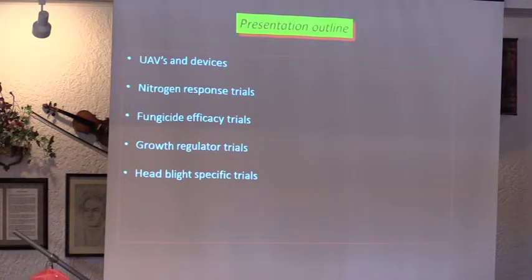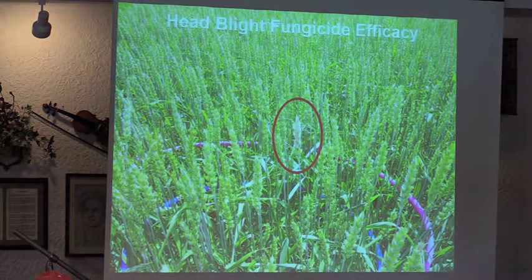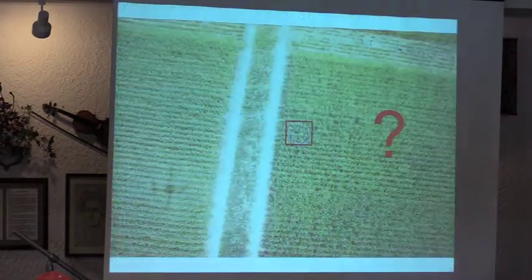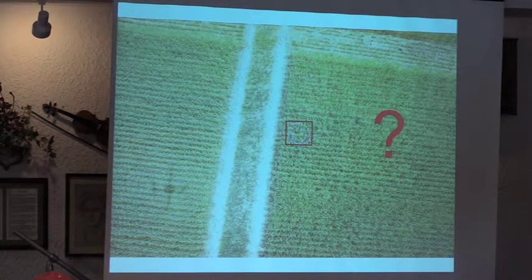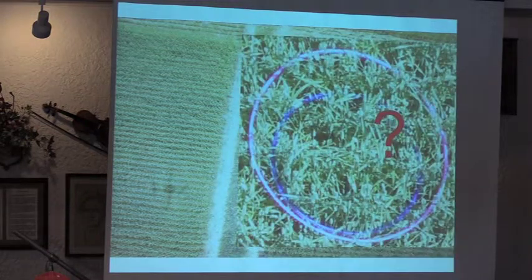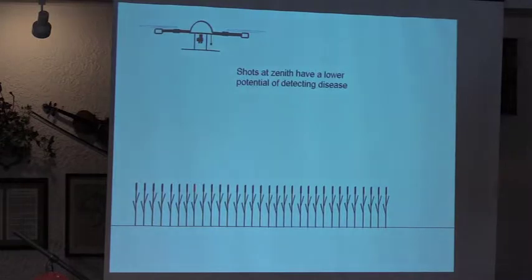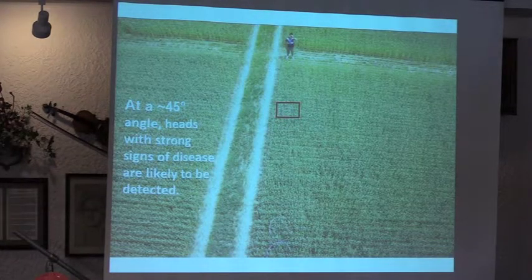Let's have a look at the head blight specific trial. You have here an infected plant with head blight. If we fly over the field and shoot at the zenith angle, can you see something? No, we cannot detect the head blight, which is here highlighted in red. This is because if you fly over the field and shoot at the zenith, it's only a point. You cannot detect the head blight.